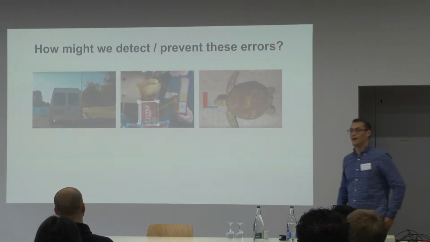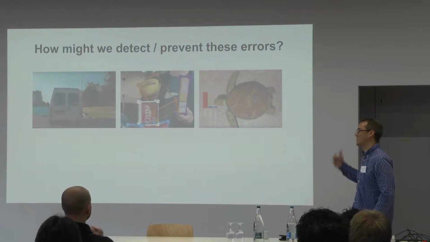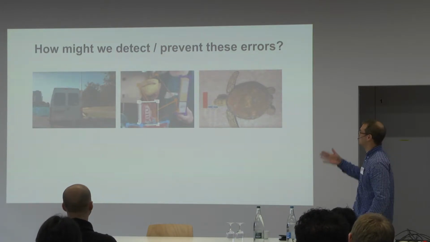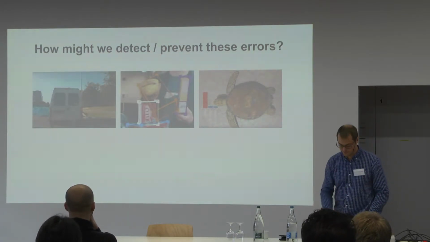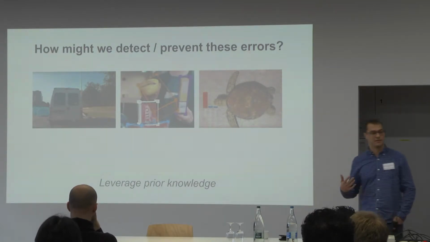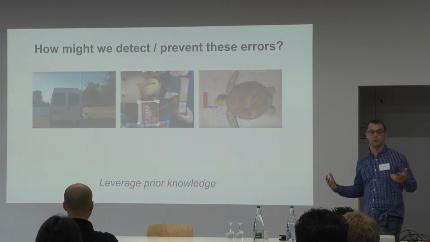So, how can we use what we think of as common sense human reasoning and the ways that we think about these problems to maybe detect or prevent these sorts of errors? And I think a general principle that we're going to try to talk about in this talk is leveraging our prior knowledge, more of our knowledge about the world.